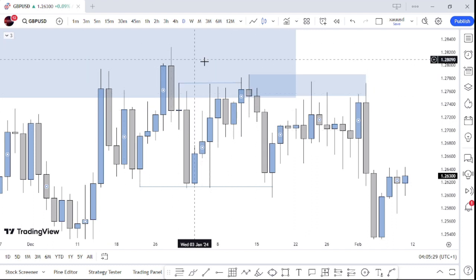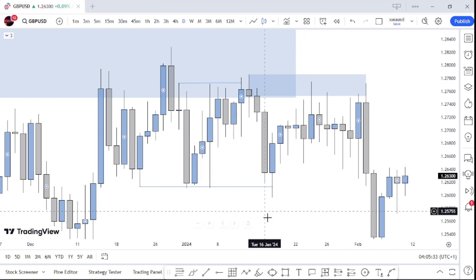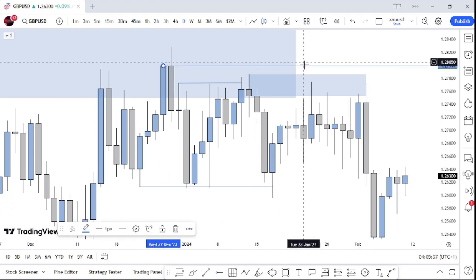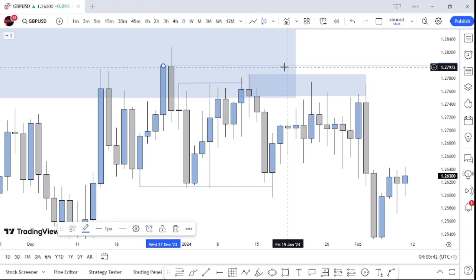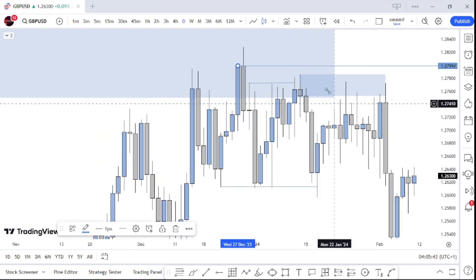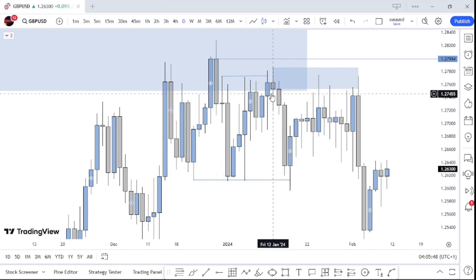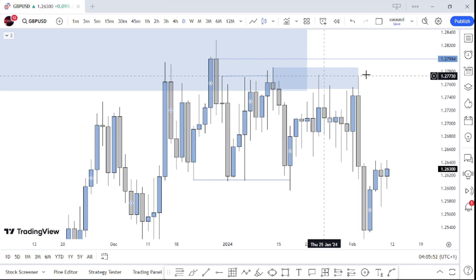Of course, here is the major area of validation, but then there is another POI here. Okay, there's another POI, another point of interest right here. So this would have been another entry. So invalidation was just right around this level.